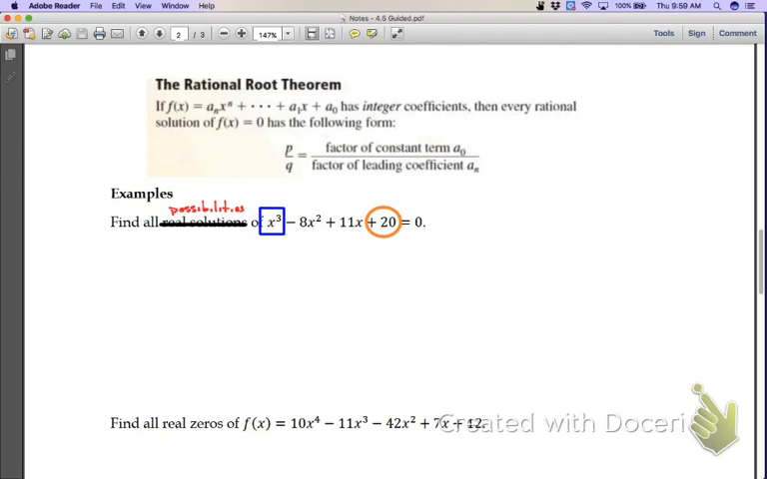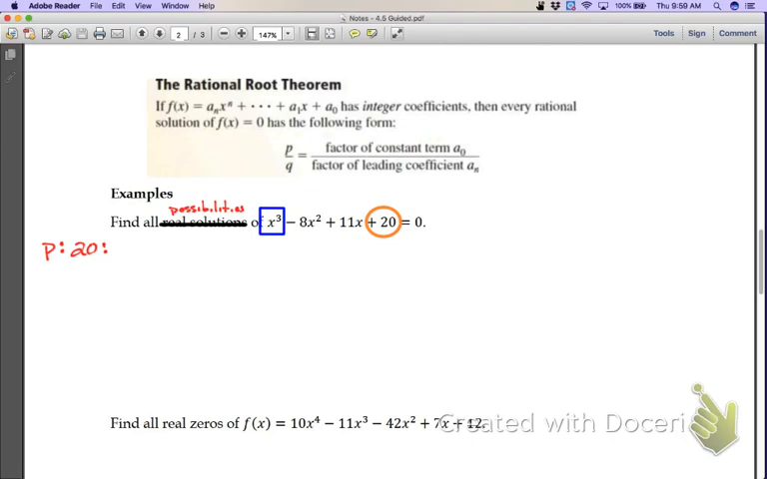So what I want to do first is, it's just p over q. I'm just going to set this up as a fraction. The first thing I want to do is find all my factors of my constant term. My constant term is the one that is circled in orange. So p: what are all of the factors of 20? What numbers can multiply together to give me 20? 1 and 20. What else? 2 and 10.